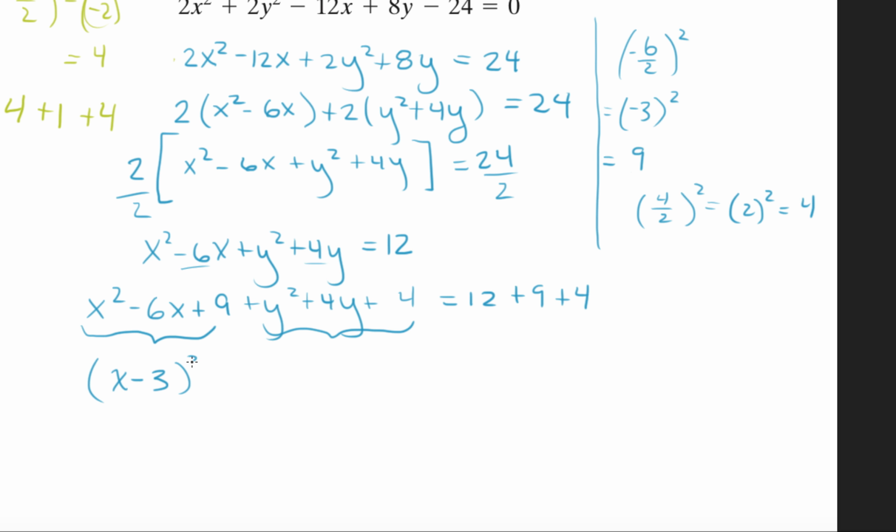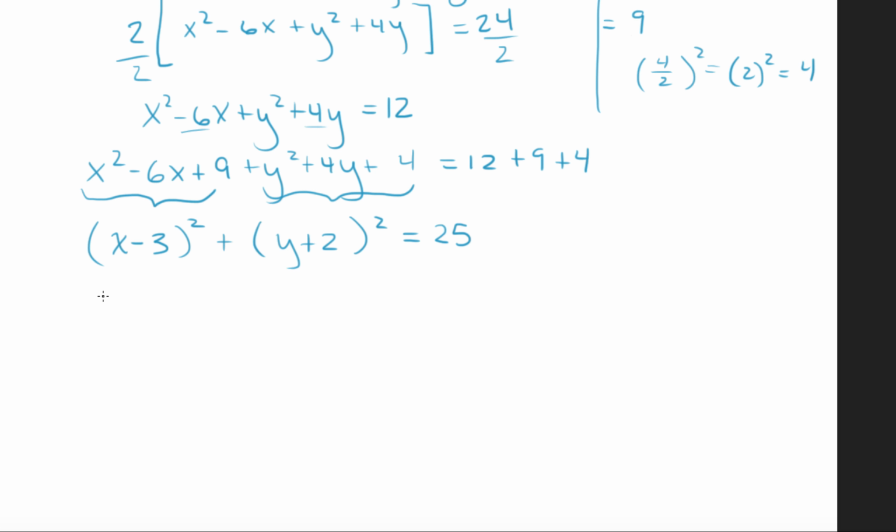So x minus 3 squared. Same case with the y, b over 2, which is 2, so y plus 2 squared. Now 9 plus 4 is 13, 13 plus 12 is 25. Now we find the center of the circle. Remember, this h is the opposite of the sign, so it's going to be positive 3. The same thing with k, it's the opposite of the sign, so it's going to be negative 2. And r squared equals 25, which implies that r equals the square root of 25, which is equal to 5.